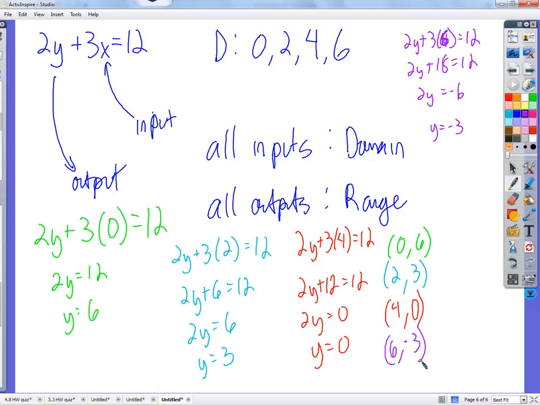So these numbers together, 0, 2, 4, 6, if we list them all out, what do we call that list of numbers? The domain. And if we list these, what do we call these? The range, okay? So that was the second part of what Sarah read a while ago. There is a set of outputs called the range. So we can list the range.